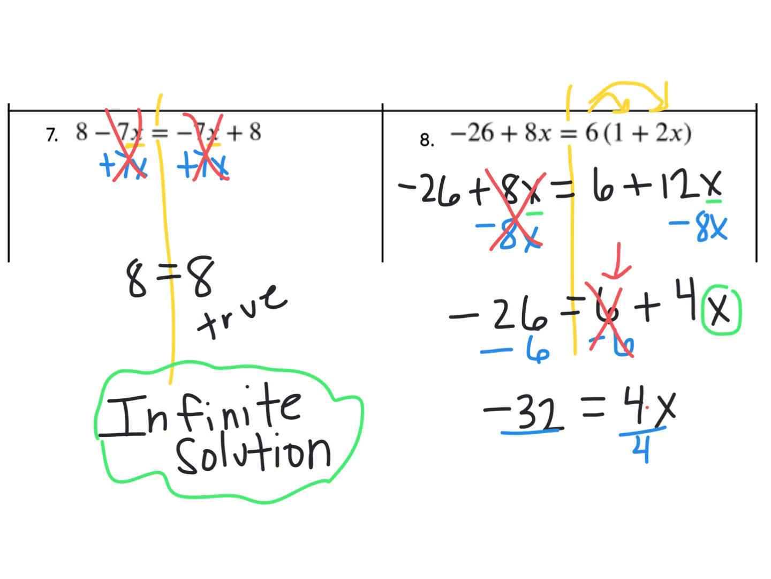So our last step is to divide both sides by 4. Getting the x by itself. And that's going to give us negative 8. X equals negative 8.